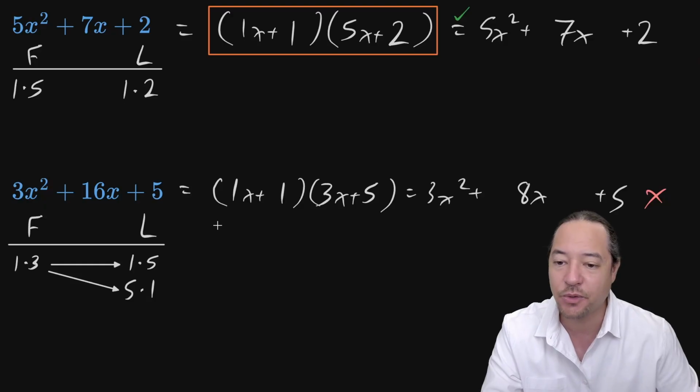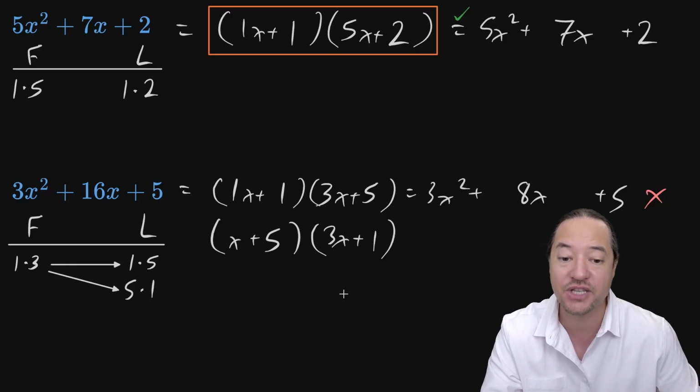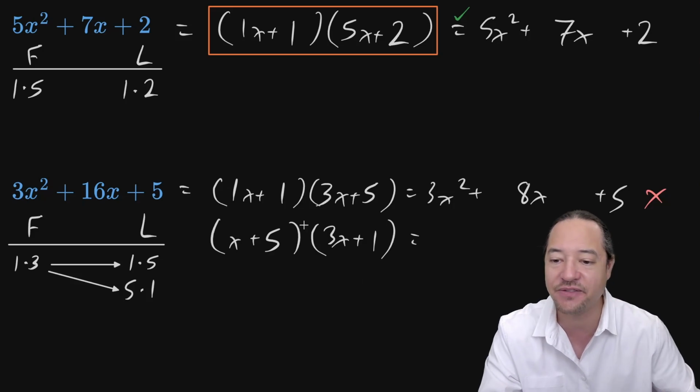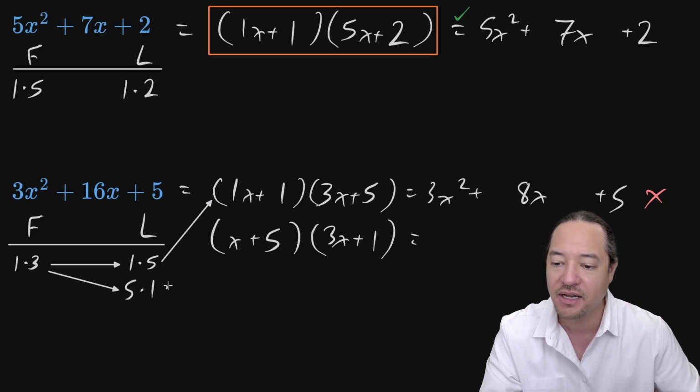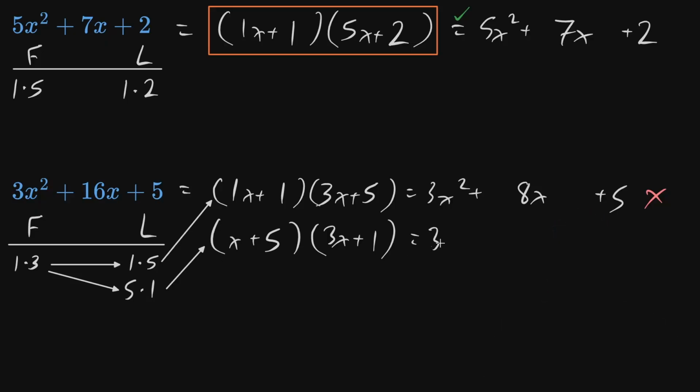So let's see what we would get there. If we try this second combination, the first and the first are the same, so this is still 1x and 3x. But now we're going to have plus 5 here, and we're going to have plus 1 here. So it's a little bit different, right? Notice this is going here, and this is going here. Okay, so let's FOIL this together. Again, we get a 3x squared for our first term, and our last term is still 5. That doesn't change, but in the middle, we're going to get a 15x plus a 1x. Well, that gives us a 16x, and this is actually what we are looking for.